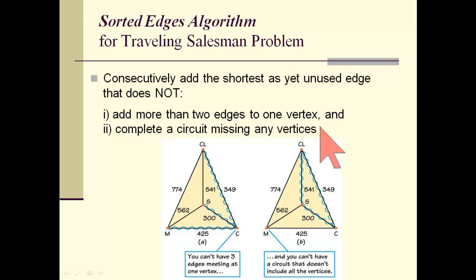Another thing you can't do is complete a circuit that misses any vertices. In other words, that prematurely completes a circuit. So if I'm throwing in the edges, I can't do something like this. This is a circuit, but it's not a Hamiltonian circuit. It doesn't visit all of the vertices, vertex M in this case. So you go through, you look at your edges. If it passes the test that it doesn't do this and it doesn't do this, then you put that edge into the circuit. Let's look at an example.